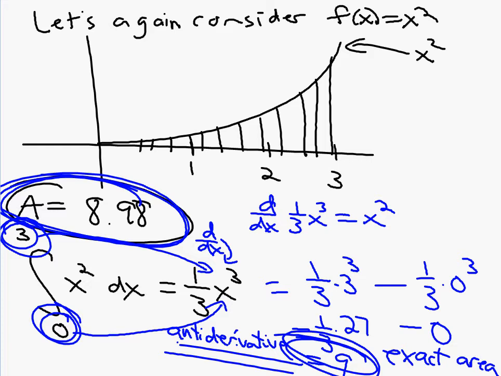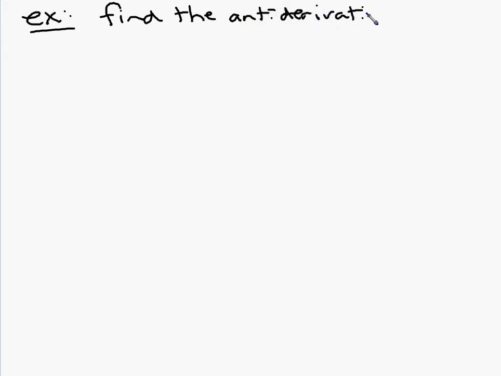All right? What we're going to do first, though, is we have to first find out the skill of finding an antiderivative. So that's what we're going to accomplish today. Let's get rolling. Let's do some examples. Let's find the antiderivative of x to the 4th.